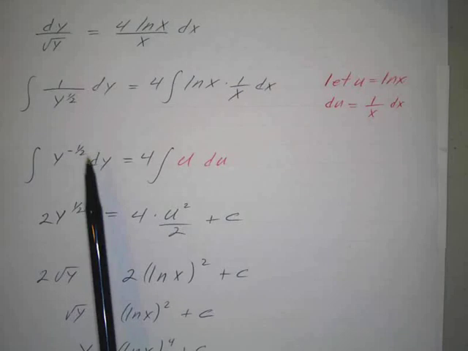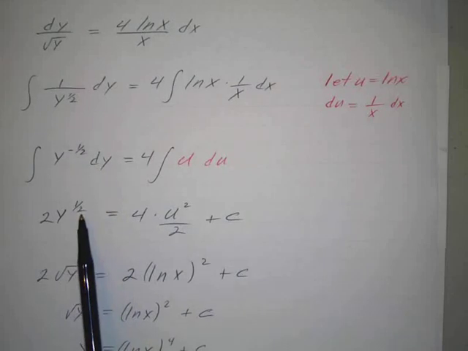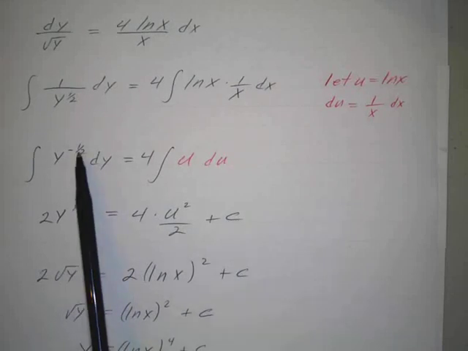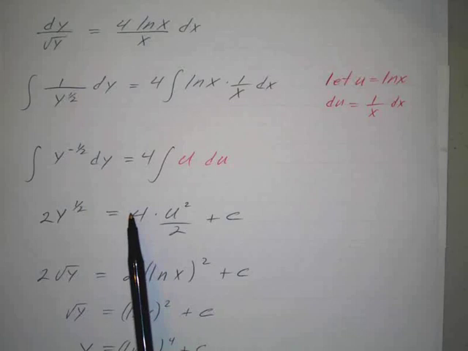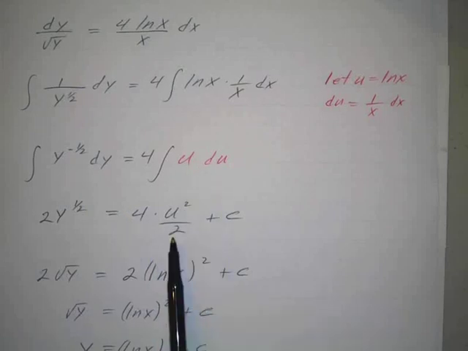Okay. So the antiderivative of this, I'll add 1 and divide by that. So if I add 1 to negative 1/2, I get 1/2. I divide by 1/2, it's like multiplying by 2. And then this is 4 times, and this is going to be u squared over 2 plus c. And I can substitute back in now.